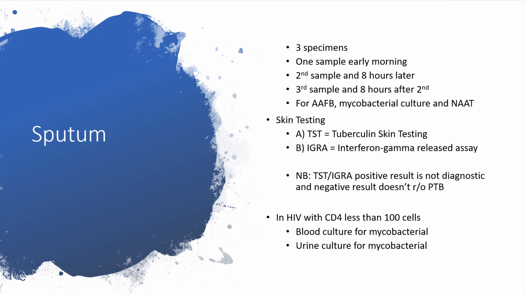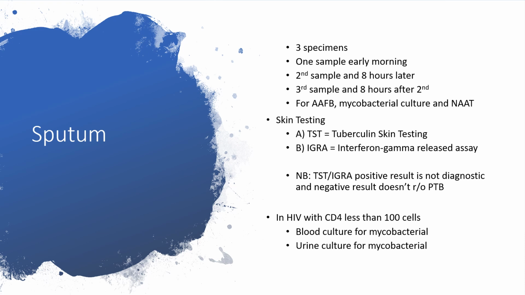The skin testing will involve Tuberculin skin testing and Interferon-Gamma release assay. But note this, either Tuberculin skin testing or Interferon-Gamma release assay, if they are positive, that is not yet diagnostic. But if they are negative, that doesn't rule out pulmonary tuberculosis. Then the question is, why are we doing them? No, don't be upset. They are just going to guide us to do more or do less.